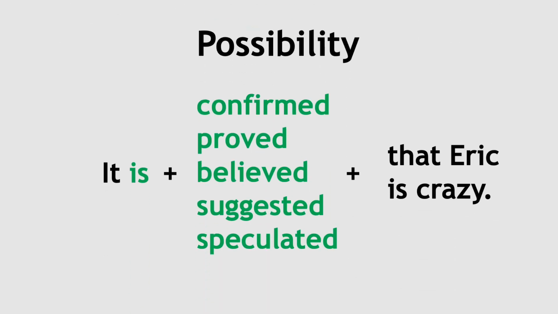I'm sure you still remember our original sentence with the modal verb. Erik must be crazy, or Erik should be lazy, or crazy, or Erik can be lazy. So if we want to replace the modal verb with the passive form of the verb, we can say something like this. It is confirmed that Erik is crazy. It is proved that Erik is crazy. If we want to say the modality of this possibility is high, or we can say it is believed that, suggested that, or speculated that if the modality of the possibility is rather low.